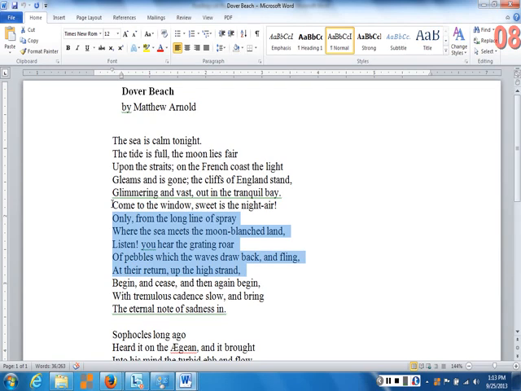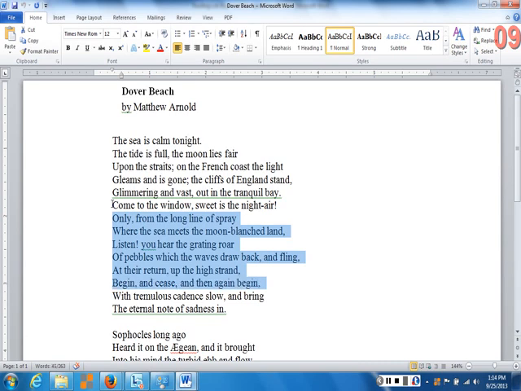If you've been to the beach, you know what kind of grating roar the waves can make, especially if instead of fine sand on the beach, you have pebbles. So the waves come up and they crash against the pebbles and they draw the pebbles back. And then when the waves come in again, they fling the pebbles back up on the strand, and so on. So still description of the sound.